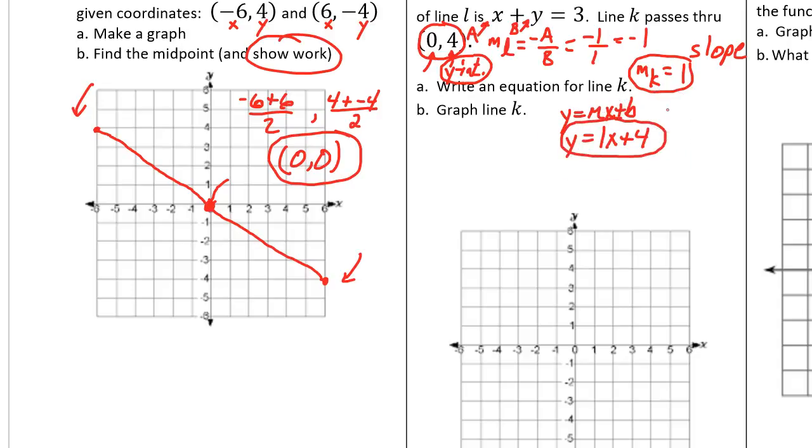Now we can graph the line for part B. The y-intercept is 4, so there's a dot crossing the y-axis at 4, and the slope is 1, up 1, over 1. Here is our line.